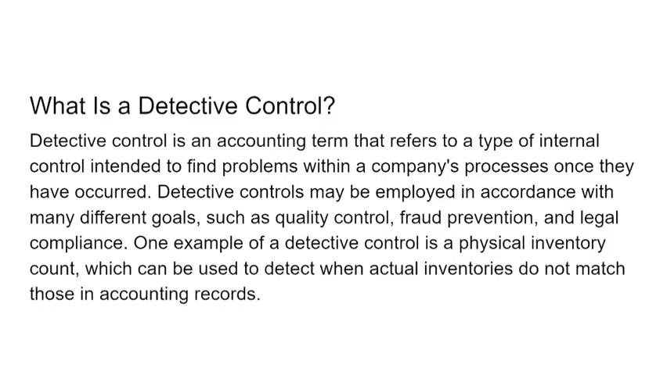What is a detective control? Detective control is an accounting term that refers to a type of internal control intended to find the problems within a company's process once they have occurred. Detective controls may be employed in accordance with many different goals, such as quality control, fraud prevention, and legal compliance. One example of a detective control is a physical inventory count, which can be used to detect when the actual inventories do not match those in accounting records.